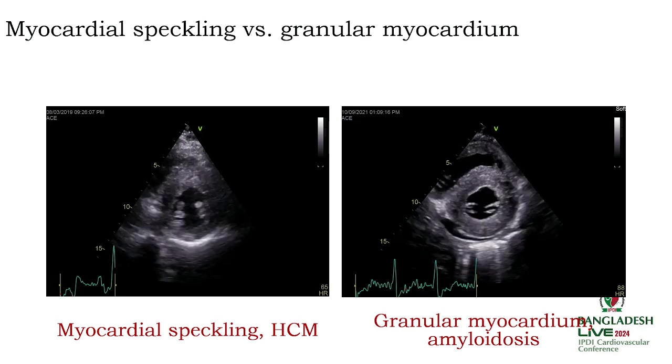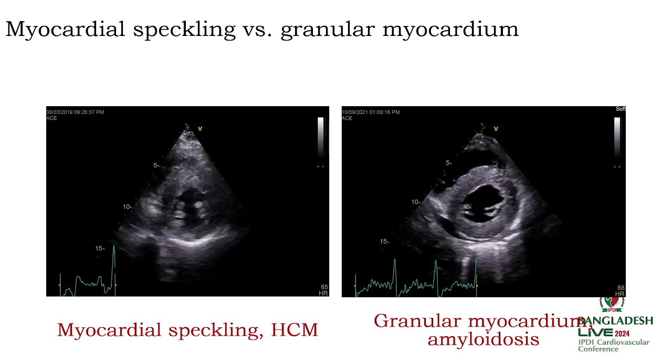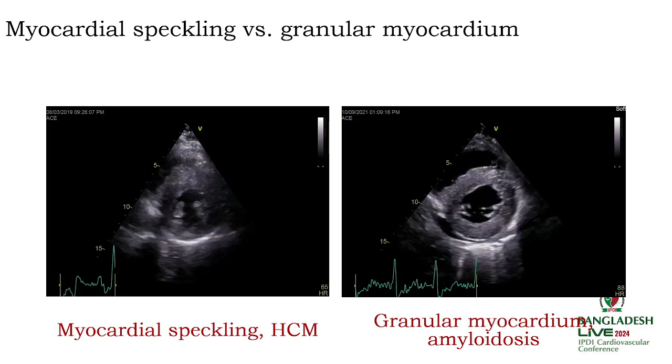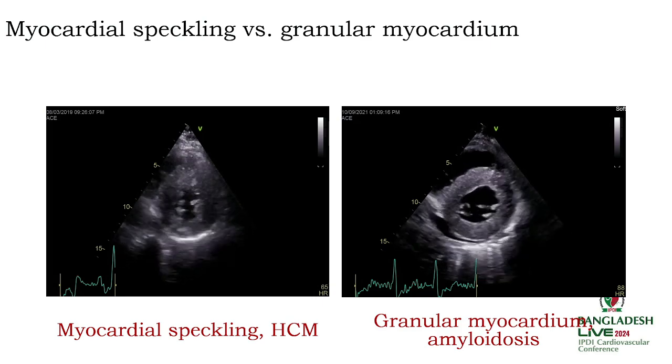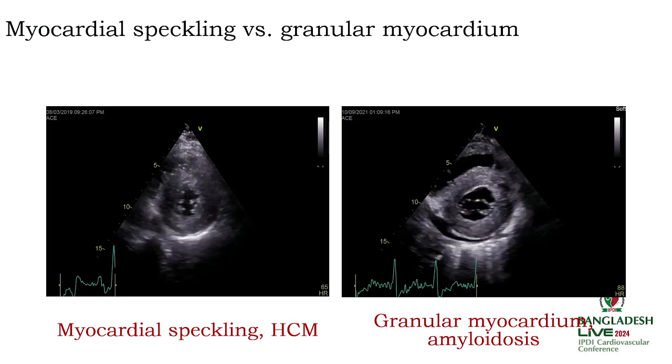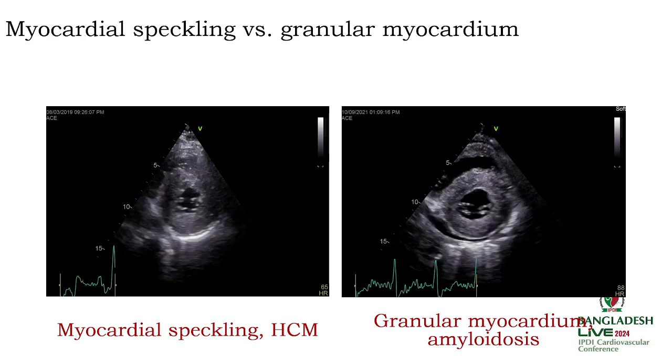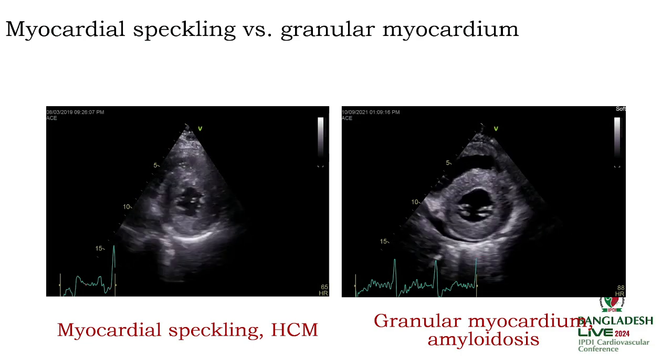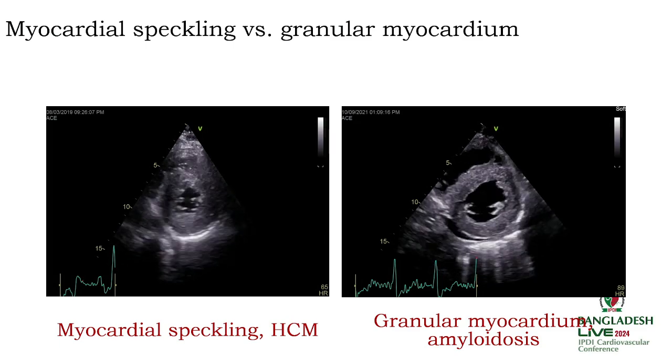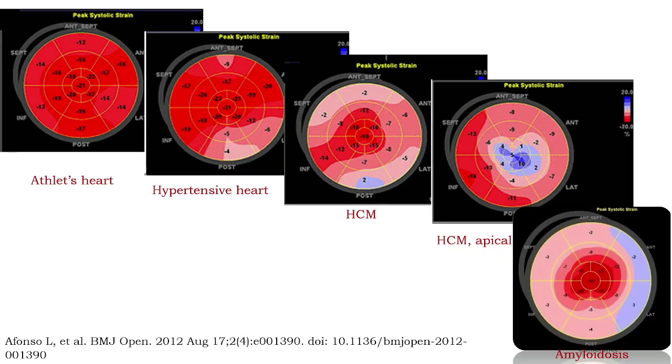If we consider echocardiography, it can say something regarding the tissue characteristics. On the left side, this is called myocardial speckling. It is commonly present in hypertrophic cardiomyopathy, and on the right side, there is a granular appearance of the myocardium, which is very characteristic of cardiac amyloidosis, but not specific. Sometimes you can see this in chronic renal failure patients.